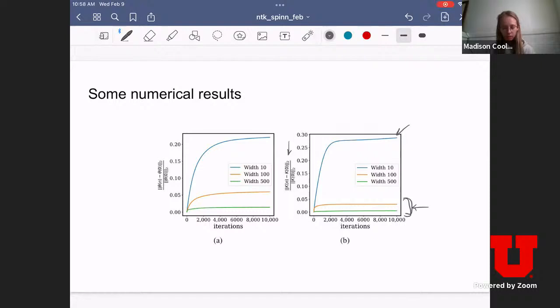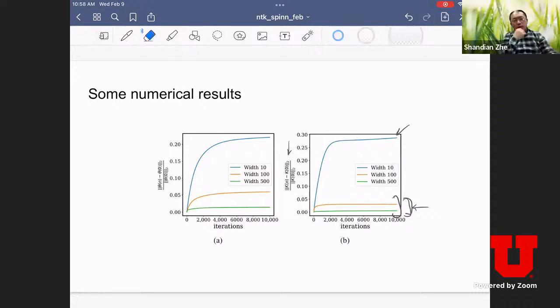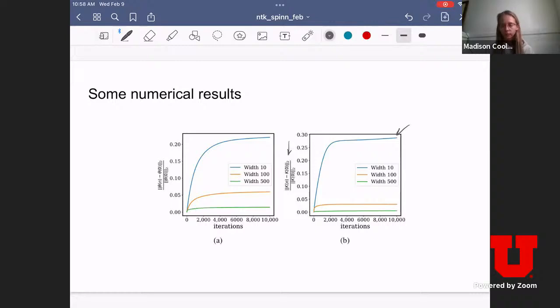And also, as the width gets larger as well, I guess you can't quite say this, but they're about the same kernel. Yeah, the relative difference is very small for larger width. But I'm curious to see why in figure A, the left figure, we have a large width and the relative change of the model parameters is also tiny.